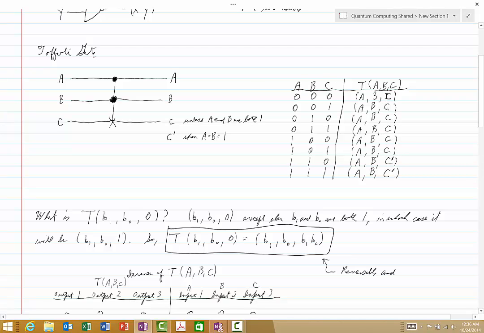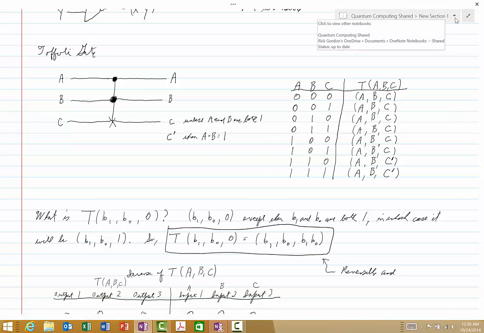So again, the output C is always equal to the input C, except in these last two cases, because in both of those cases, A and B are both equal to 1. So here where C is equal to 0, C prime would be 1, and where C is equal to 1, C prime would be 0. So just be aware of that change. If you're keeping notes, go back and change that in your notes.